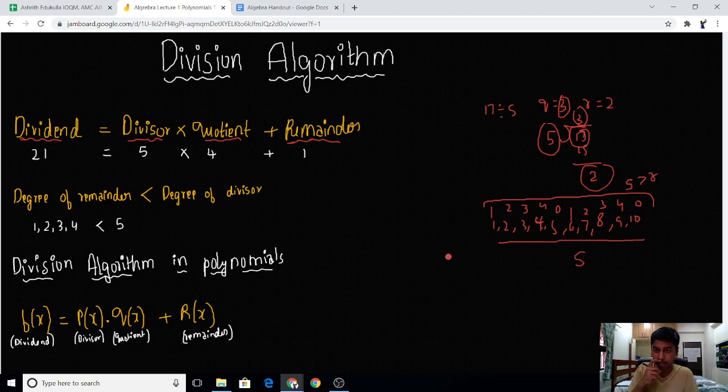I'm just generalizing it in such a way that it's easier for you to understand. So all the remainders are less than 5. They're from 0, 1, 2, 3, and 4. If I'm dividing by 9, I'll have remainders from 0, 1, 2 up to 8. I can't have a remainder 9.